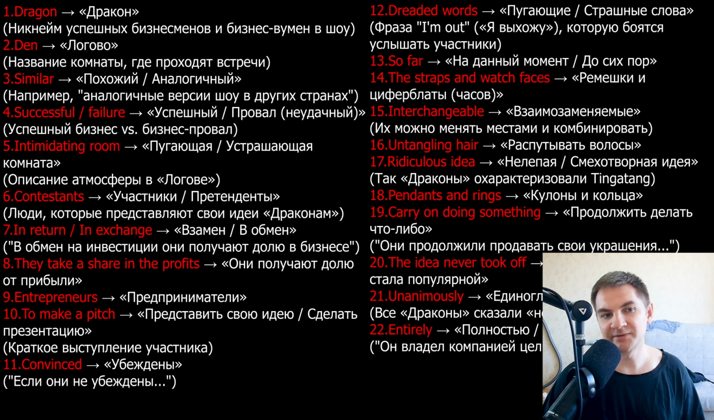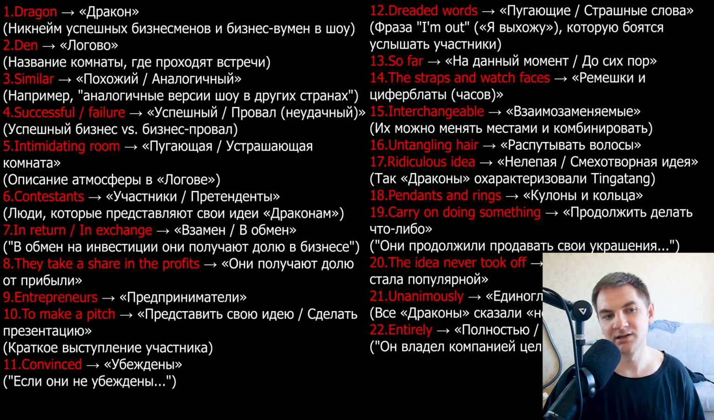Okay, vocabulary for reading. To make your experience less difficult, less painful actually, you should work with the following words and phrases. Dragon, den, similar, successful or failure, intimidating room, contestants, in return, in exchange. They take a share in the profits. Entrepreneurs, to make a pitch, convinced, dreaded words.